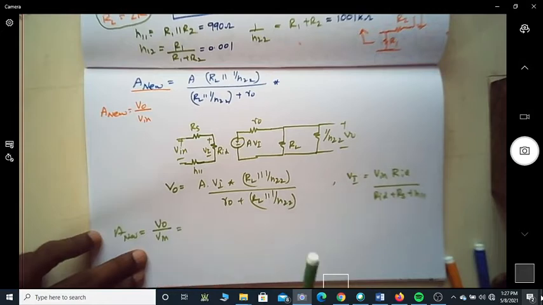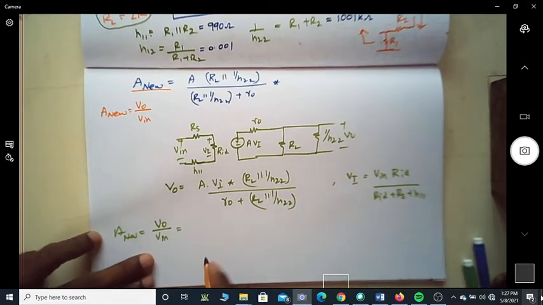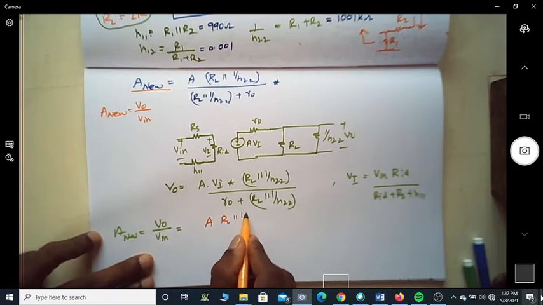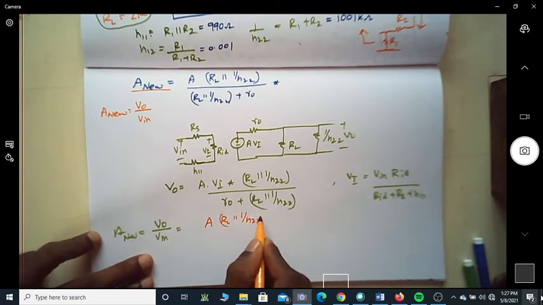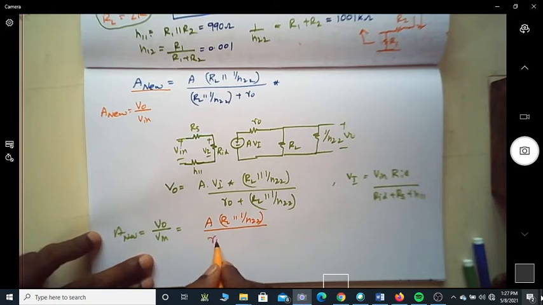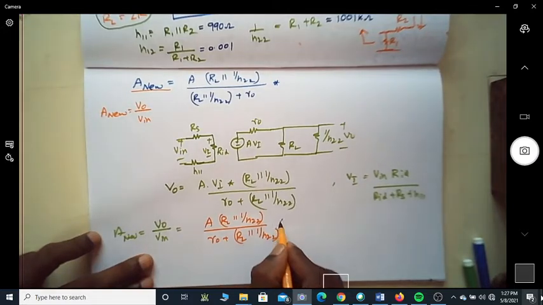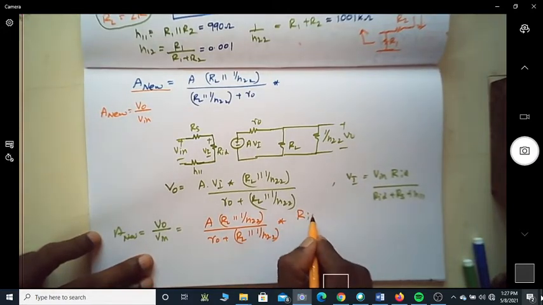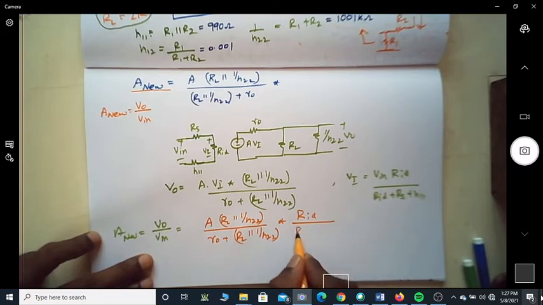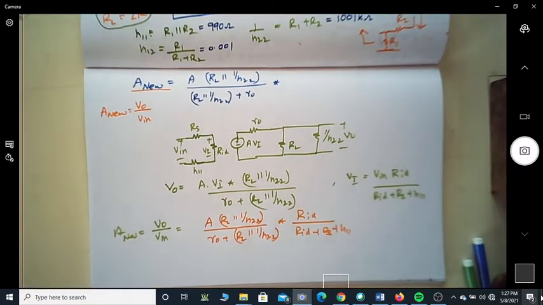Can I write it as equal to the earlier gain: RL in parallel with 1 over H22, divided by R naught plus RL in parallel with 1 over H22, multiplied by RID divided by RID plus RS plus H11. So let us try to find out what are the values of this.